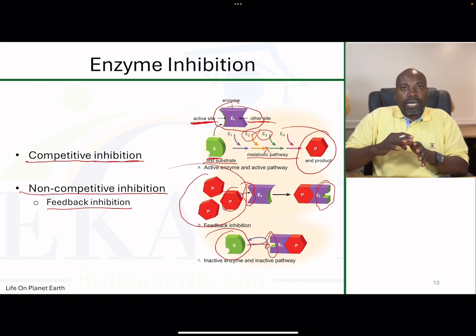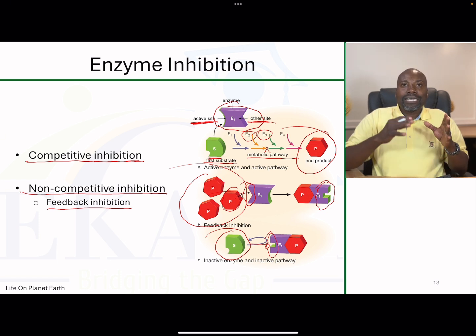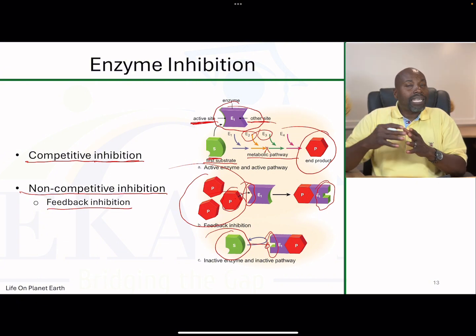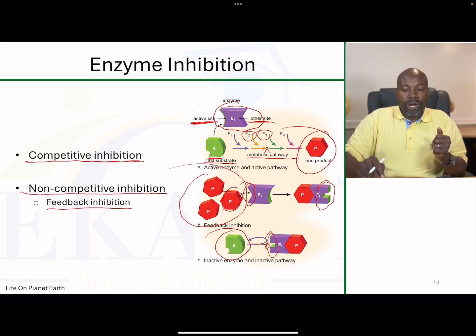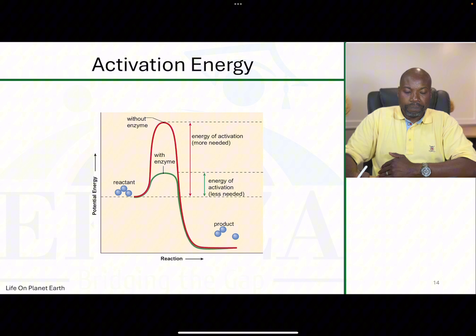Okay, so know that feedback inhibition is the most common process by which the cell regulates the activities of its own enzymes, right? So that these enzymes are not doing work for nothing, when we don't actually need these enzymes to be doing work.